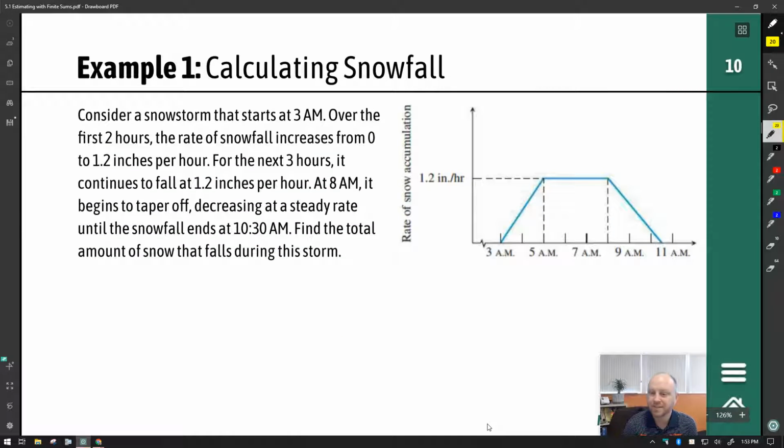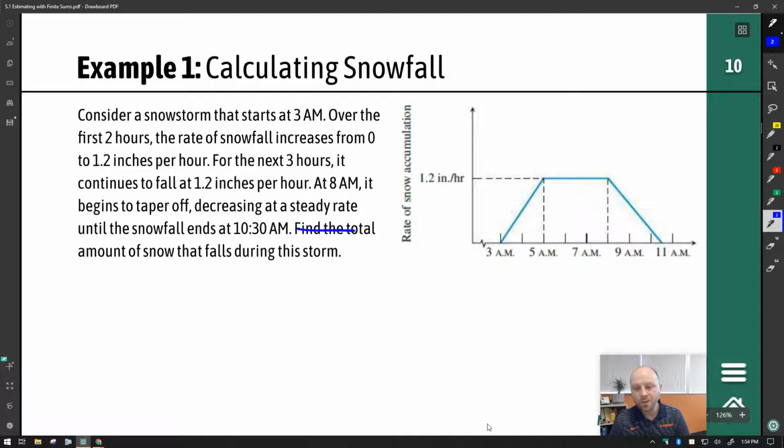So here's our first example of how this might work. Consider a snowstorm that starts at 3 a.m. Over the first 2 hours, the rate of snowfall increases from 0 to 1.2 inches per hour. For the next 3 hours, it continues to fall at 1.2 inches per hour. At 8 a.m., it begins to taper off, decreasing at a steady rate until the snowfall ends at 10:30 a.m. Our question: find the total amount of snow that falls during the storm.